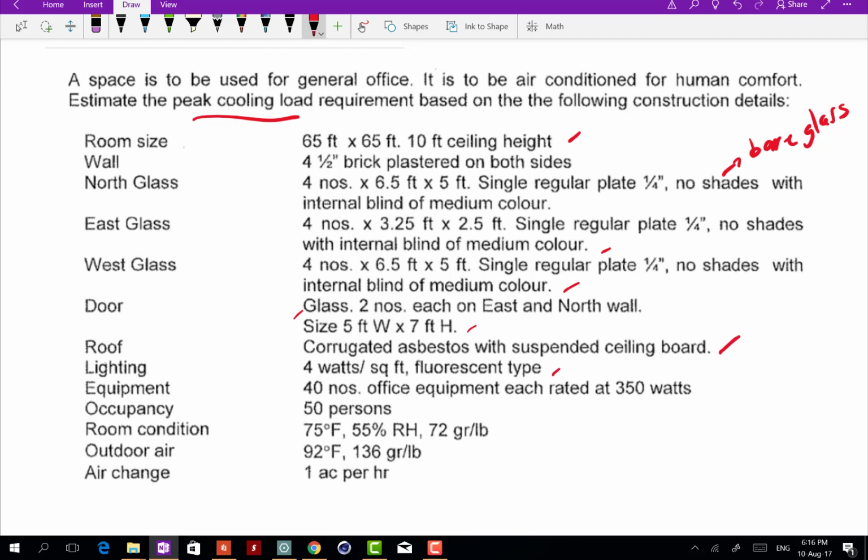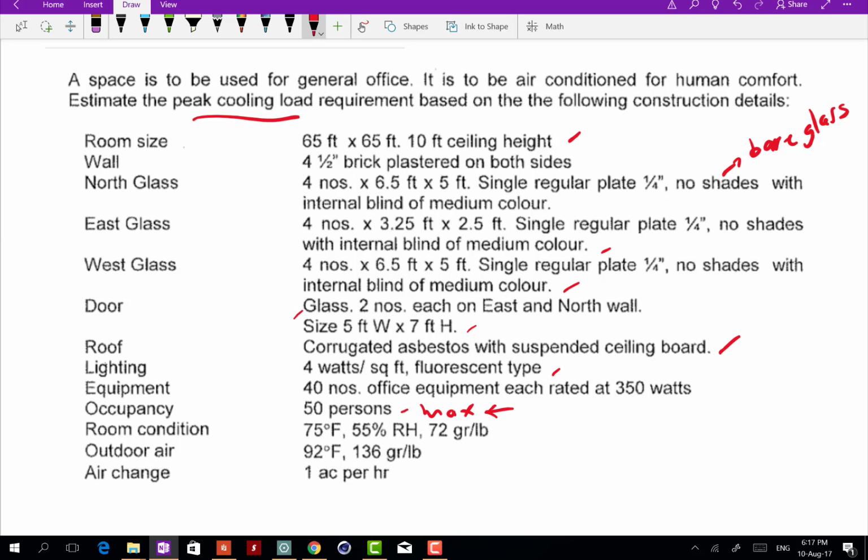And then for lighting, it produces 4 watt per square feet, fluorescent type. And then for equipment, we have 40 number of office equipment, and each of the equipment is rated at 350 watts. And then occupancy is suitable only for 50% fixed. Sorry, this is maximum. So our design is based on this 50%.